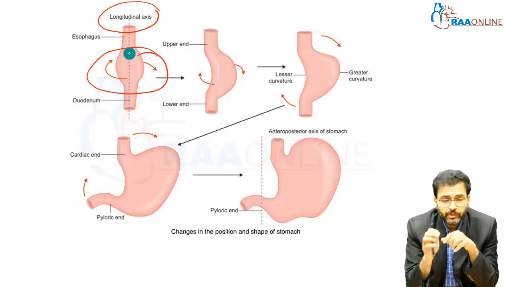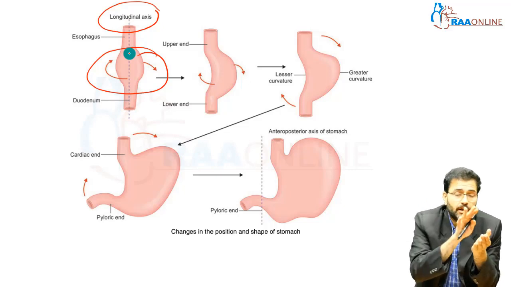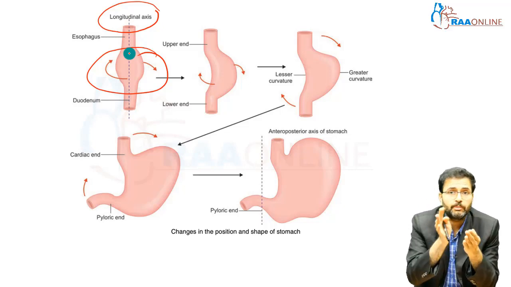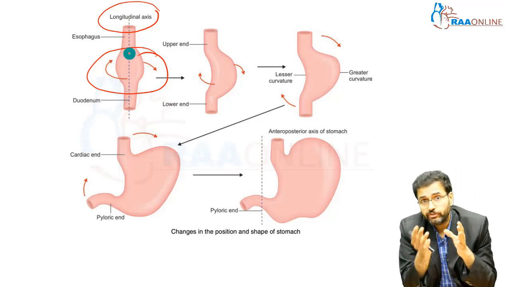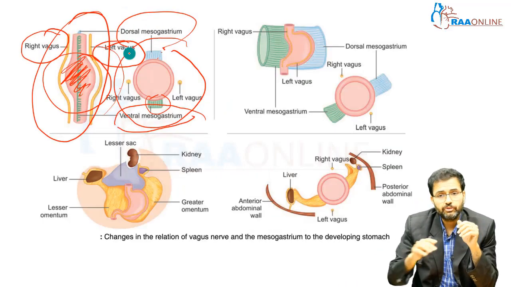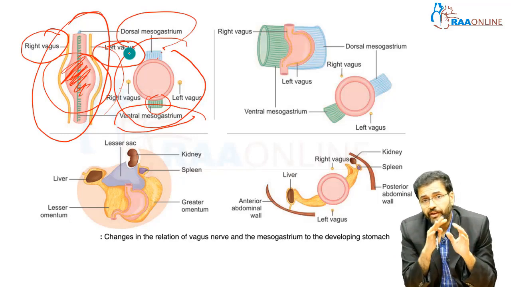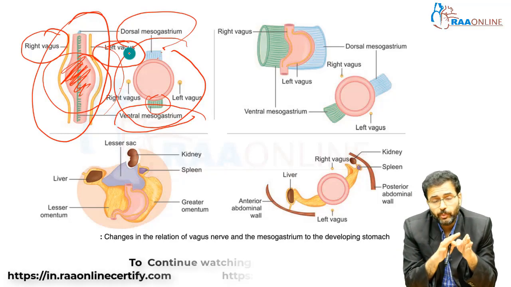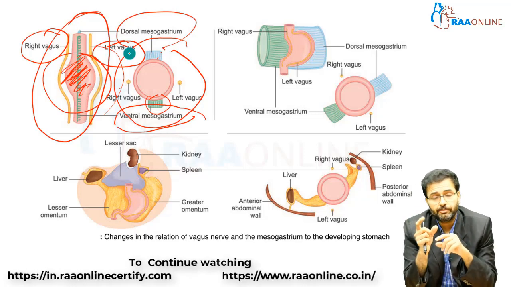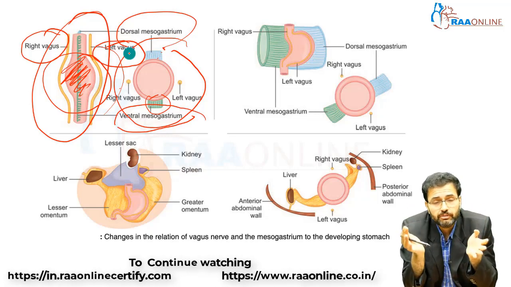So, you find that as a result of the rotation, the ventral surface of the stomach tends to come to the right side because of this rotation process, and the dorsal surface of the stomach, which is the posterior surface of the stomach, tends to come on the left side. Similarly, the right vagus comes on to the posterior aspect and the left vagus comes to the anterior aspect. So, that is how it is in adults.